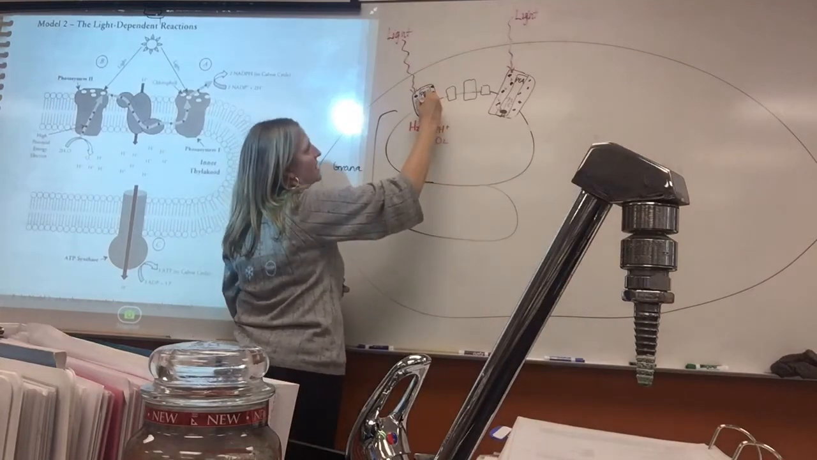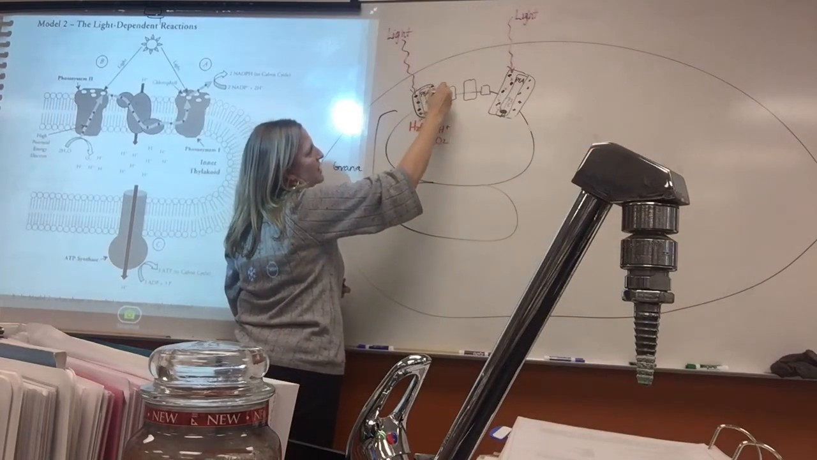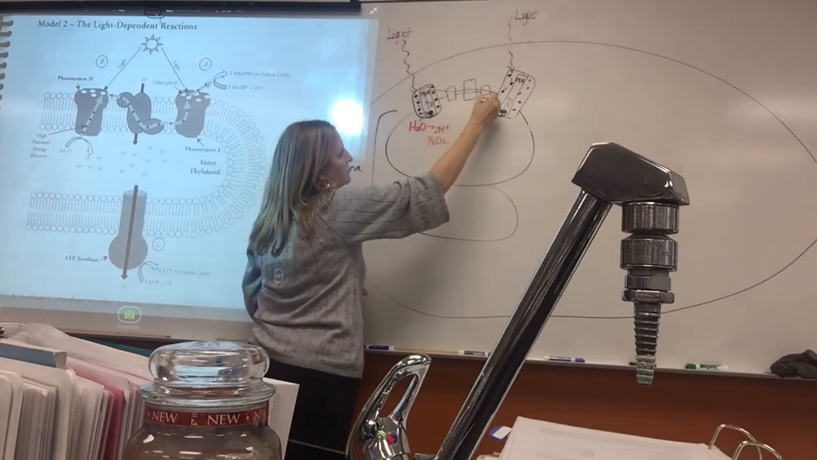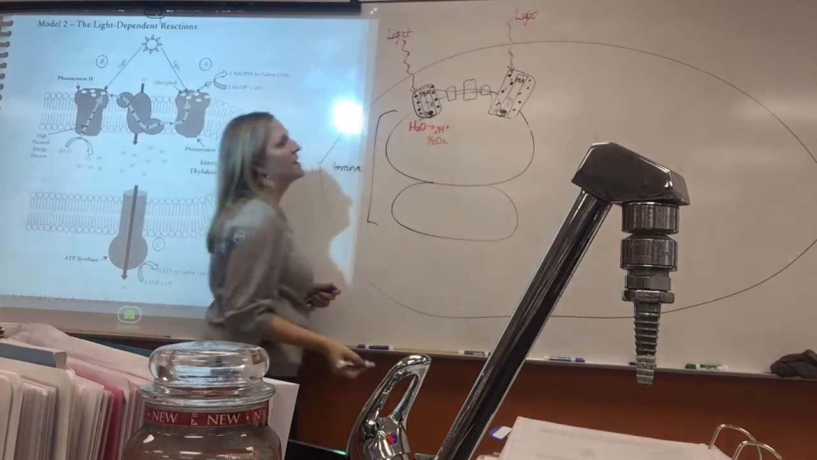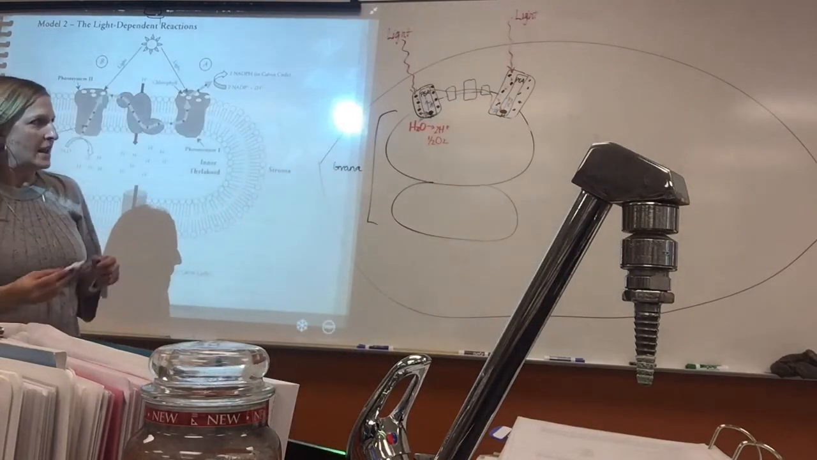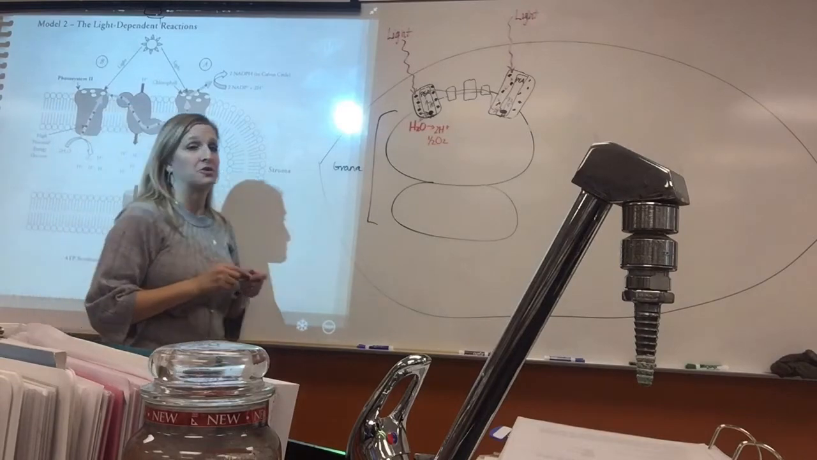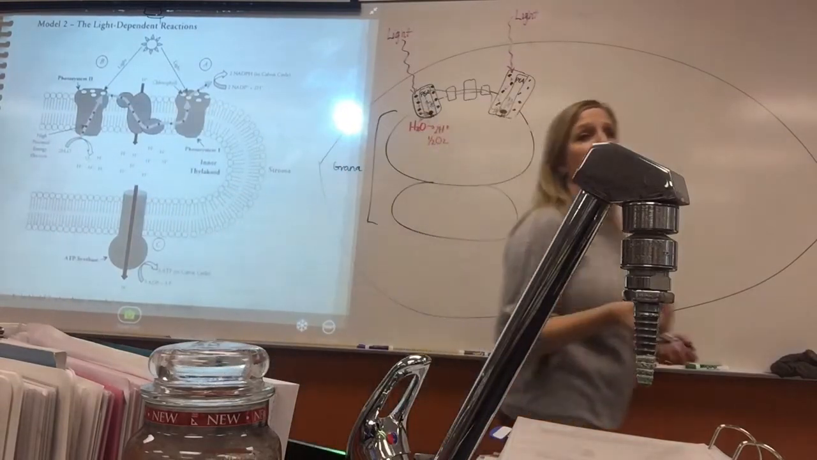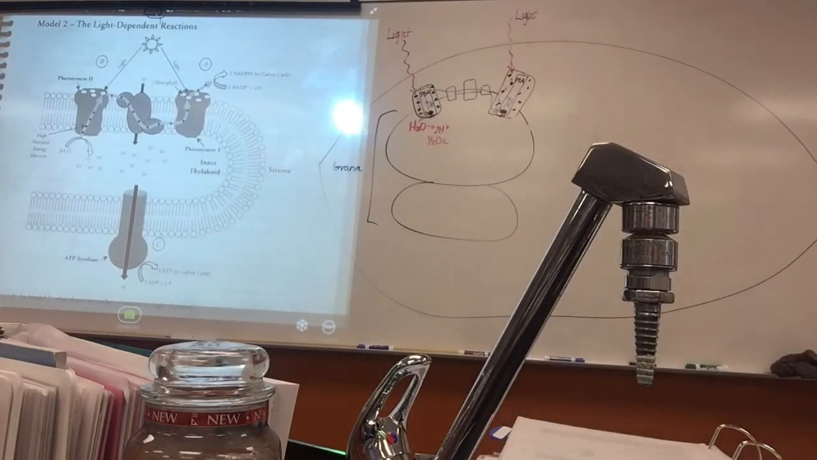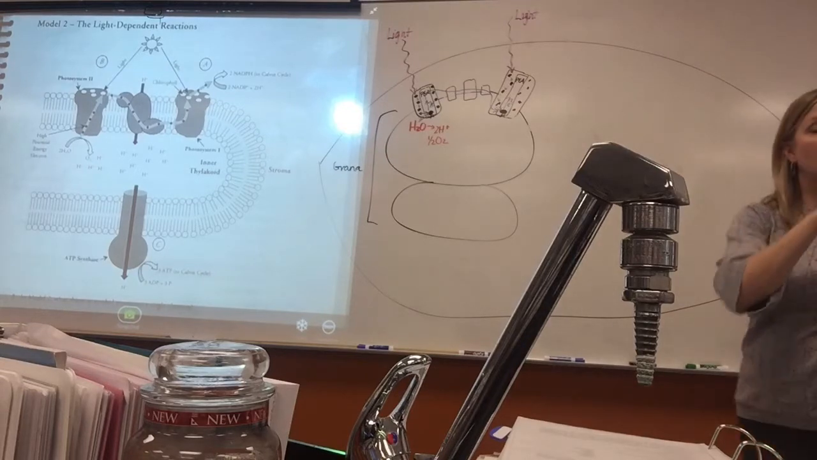That's correct. So these electrons go to the primary electron acceptor, and then they go through the electron transport chain and end up with chlorophyll A. Why do they move through the electron transport chain? For what reason do they move? What's the reasoning? Miranda? They move to create energy to pump the H plus ion out or into the cell.